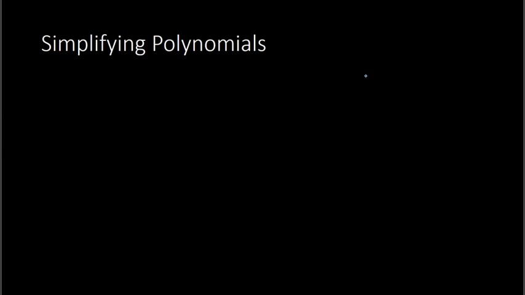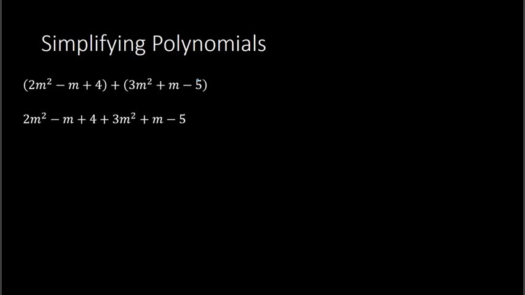Alright, and now we need to know how to add and subtract. So here you have two polynomials, and in this case you're told to add. When you're adding polynomials, you pretty much can just get rid of the parentheses, because when you add, it means you're adding everything in here. So you're adding a 3m squared, you're adding an m, and adding a negative 5. So if you distribute that adding to every term, it doesn't really change anything.